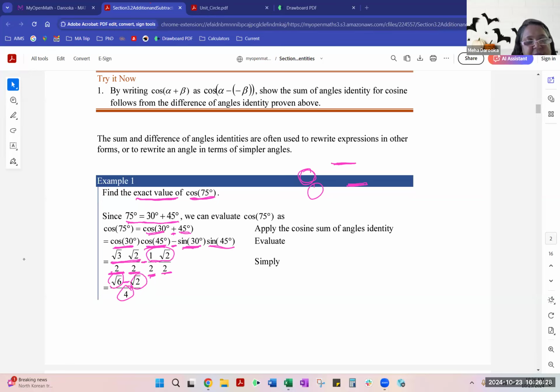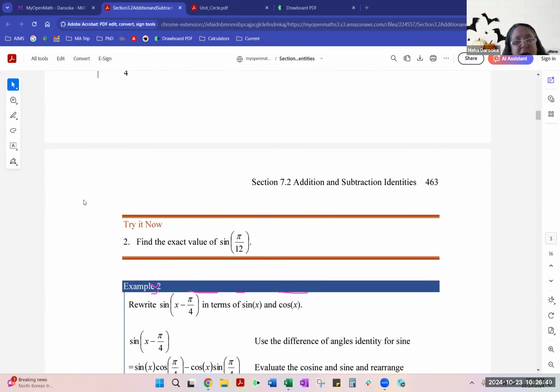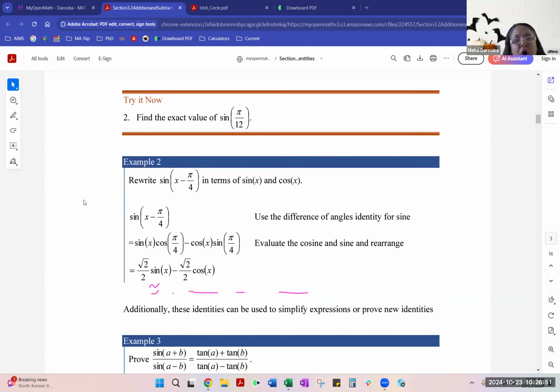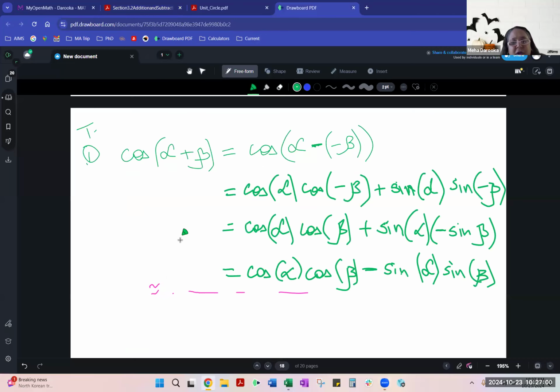So that's basically how you are simplifying and coming up with the exact answer for what cosine of 75 will be. Now, of course, you can throw this into your calculator and you'll get some decimal approximation for that, but that was not the goal of the question. Now, this was with degrees. We can obviously do this with radians also, and that's actually what the try it now is asking us to do, is look at the exact value of sine of pi over 12.